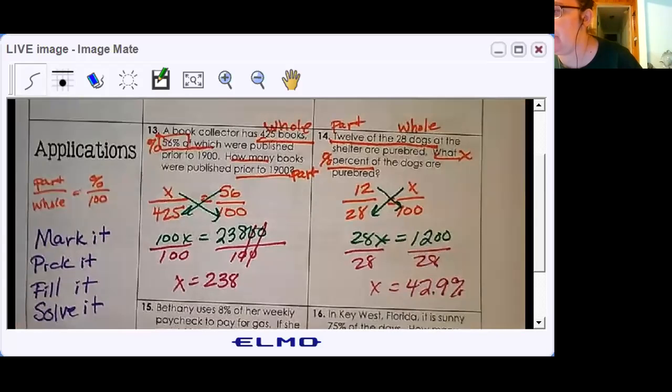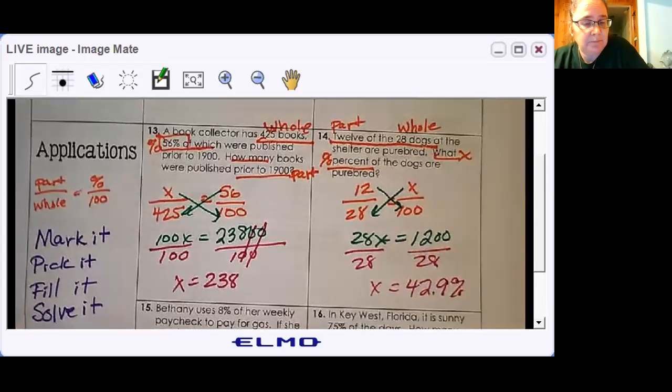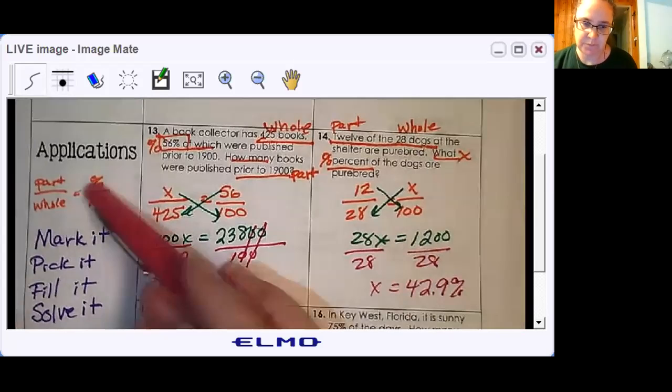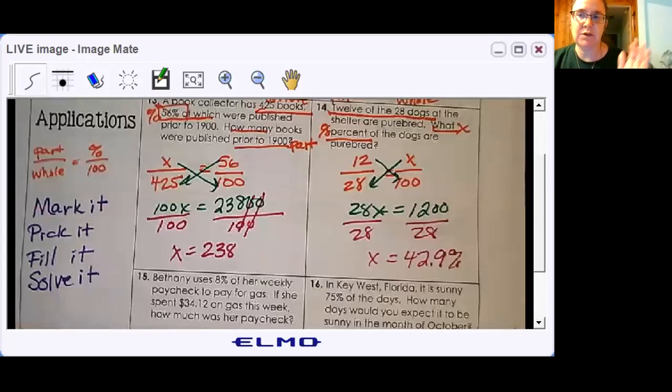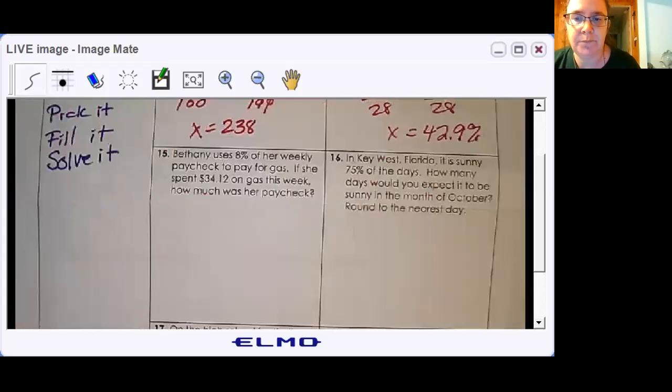All right. So far, not bad. We've marked our key information. We've picked our formula. For all of these, we're all using the same formula. We filled it in and we've solved it using our proportional reasoning, which means cross multiply and divide. So now let's look at two more.